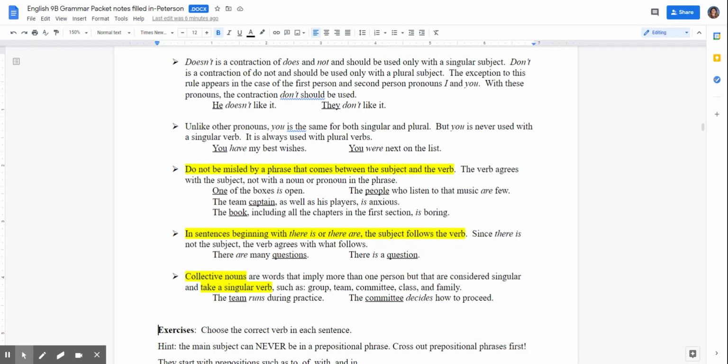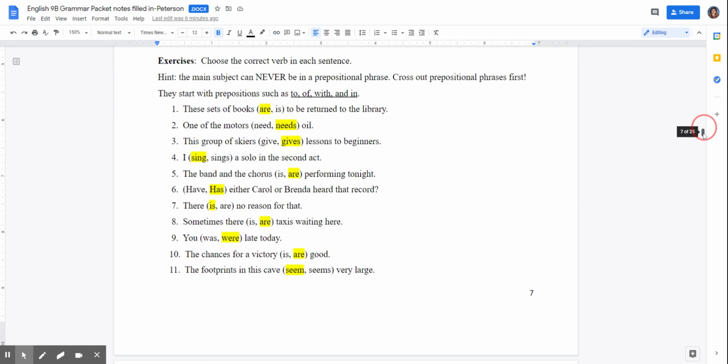Go ahead and pause here and work out the next exercise, which asks you to choose the correct verb in each sentence. Hint, the main subject can never be in a prepositional phrase, so cross out that extra phrase first. That should help you find the subject. Great. Let's take a look.